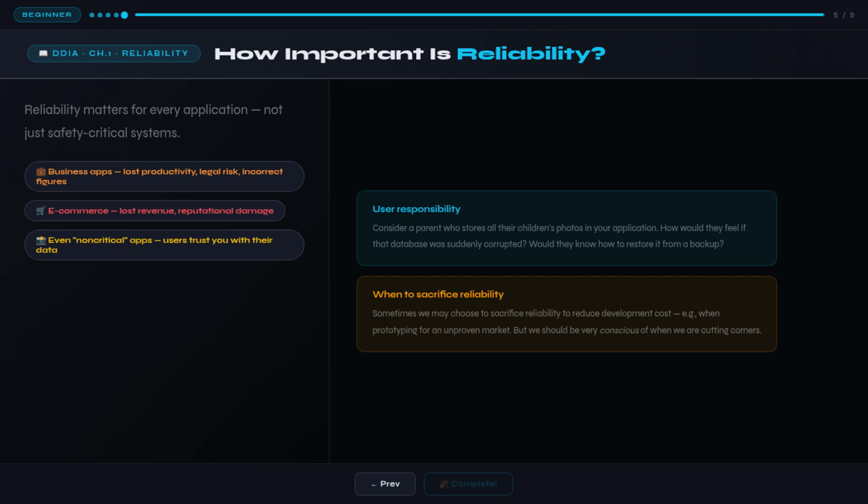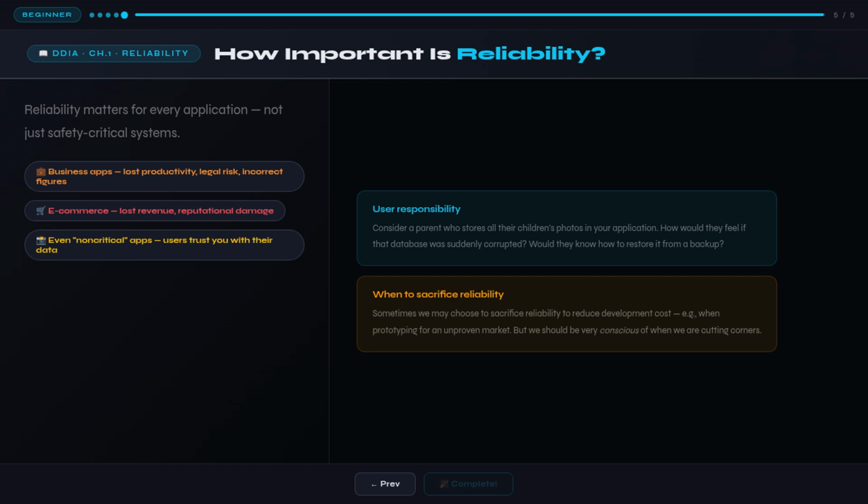Beyond the personal, consider the business. Bugs in business applications cause lost productivity and legal risk. If financial figures are reported incorrectly due to a software bug, there are regulatory consequences. Outages of e-commerce sites have enormous measurable costs. Amazon has published data showing that a 100 millisecond increase in response time reduces their sales by 1%. A 1-second slowdown reduces a key customer satisfaction metric by 16%. Those are not estimates, they are measured. Every millisecond of unreliability is costing money.